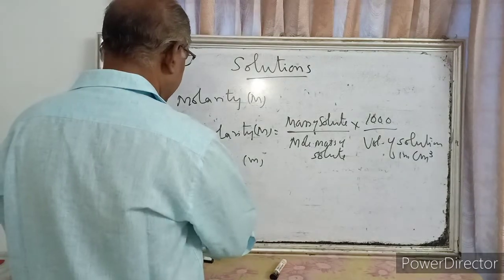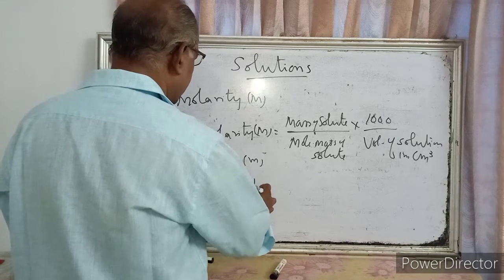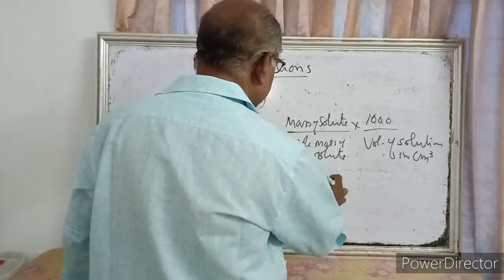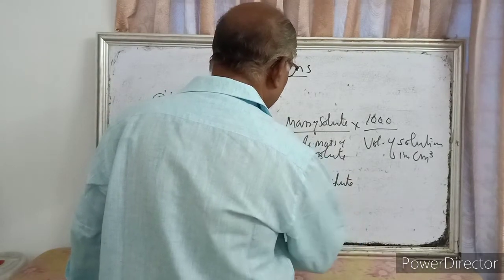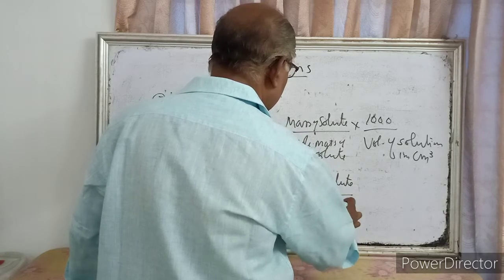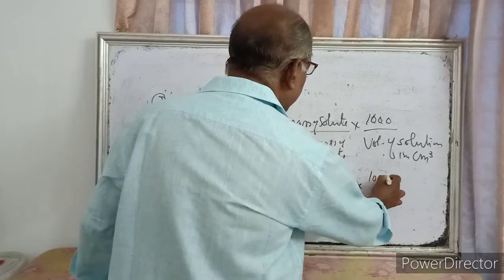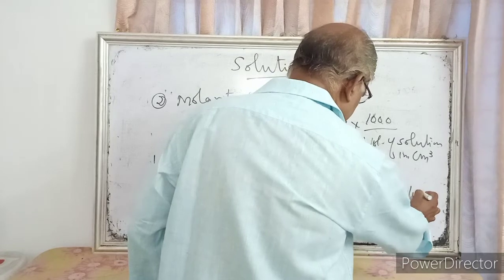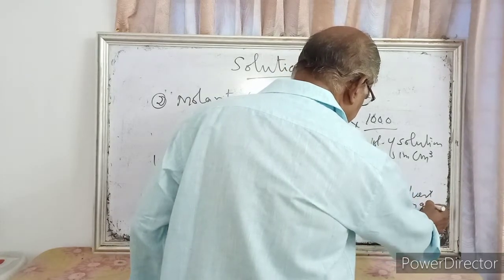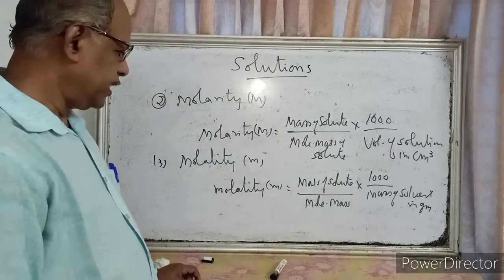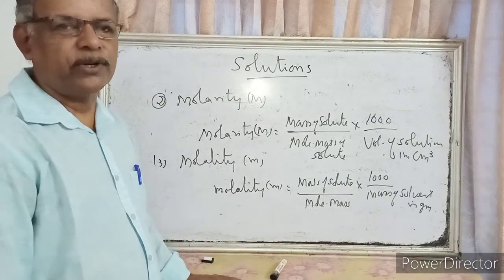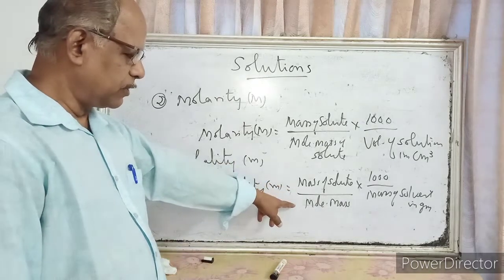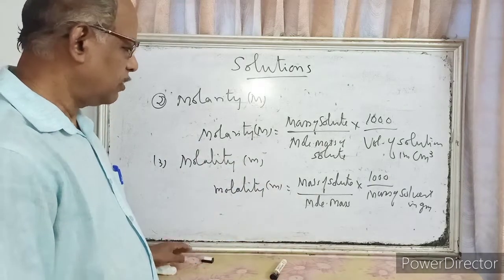Method is molality, small letter m is equal to mass of solute by molecular mass into 1000 by mass of solvent in gram. That is molality of a solution. Molality is the number of moles of solute that is present per kilogram of the solvent. Mass of solute by molecular mass into 1000 by mass of solvent in gram.